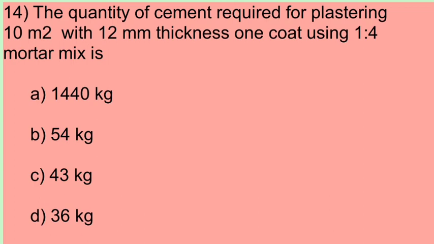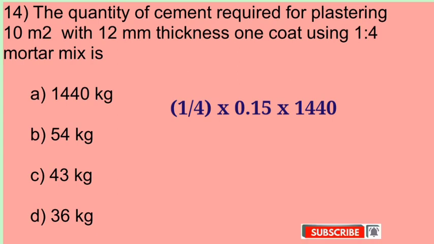So this 1 unit required 0.15 cubic meter of fine sand. Remember carefully, once 1 unit requires 0.15 cubic meter of fine aggregate. So how can we calculate here? The mix is 1:4. So 1/4 into 0.15 into 1440, that is 54 kilogram. Option B is the answer.